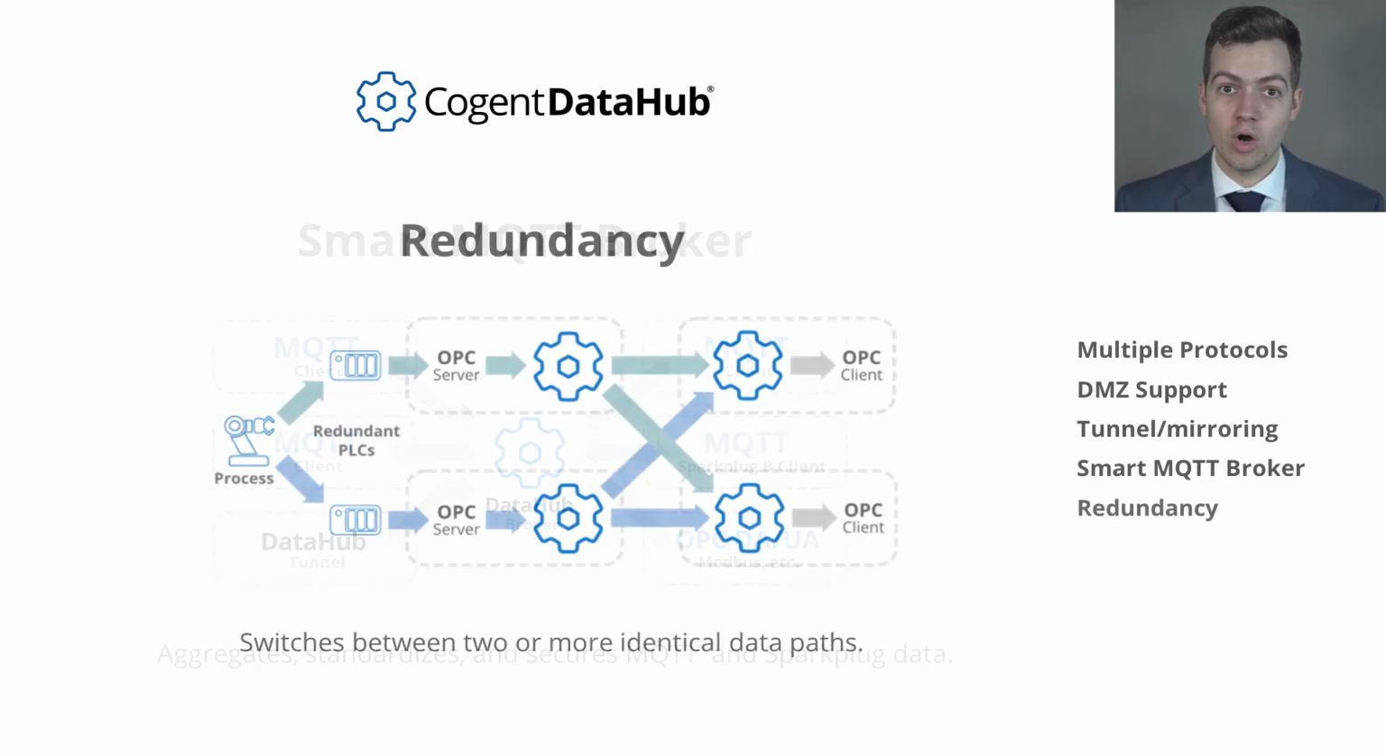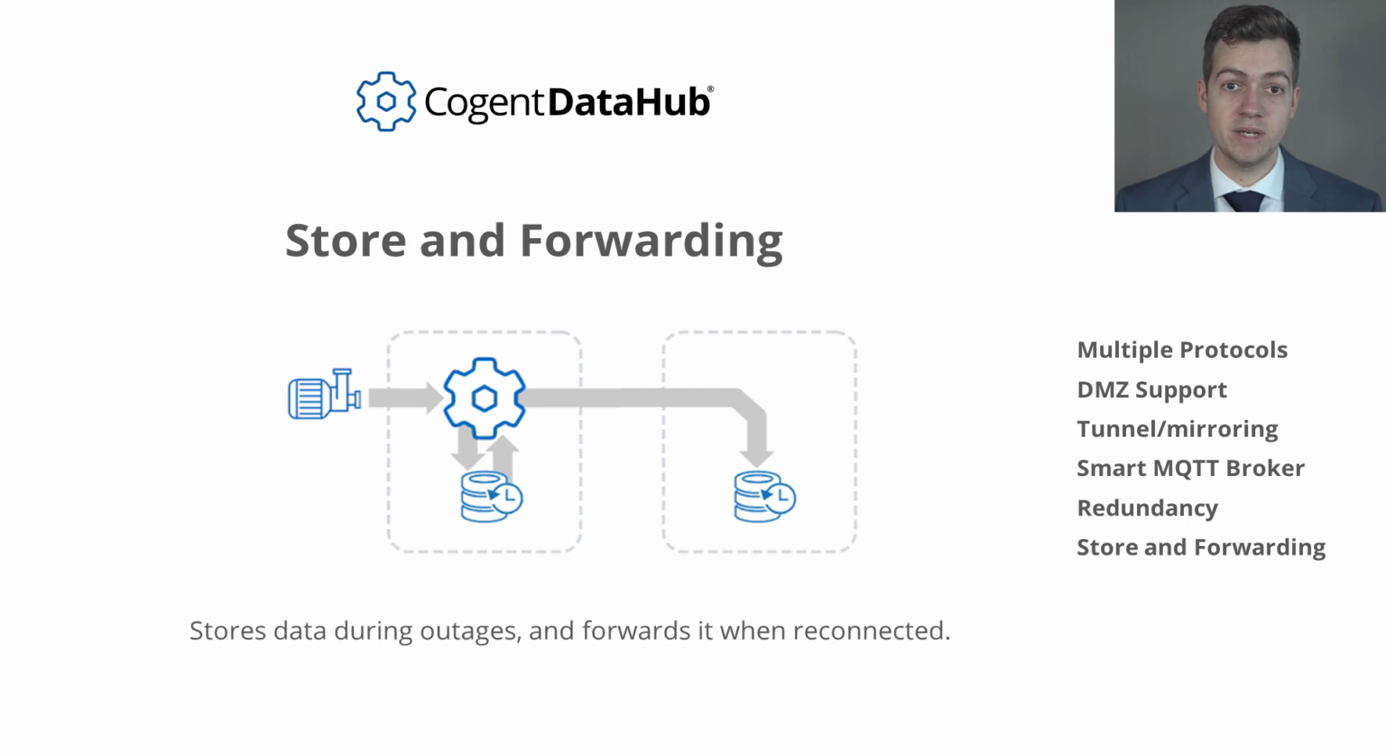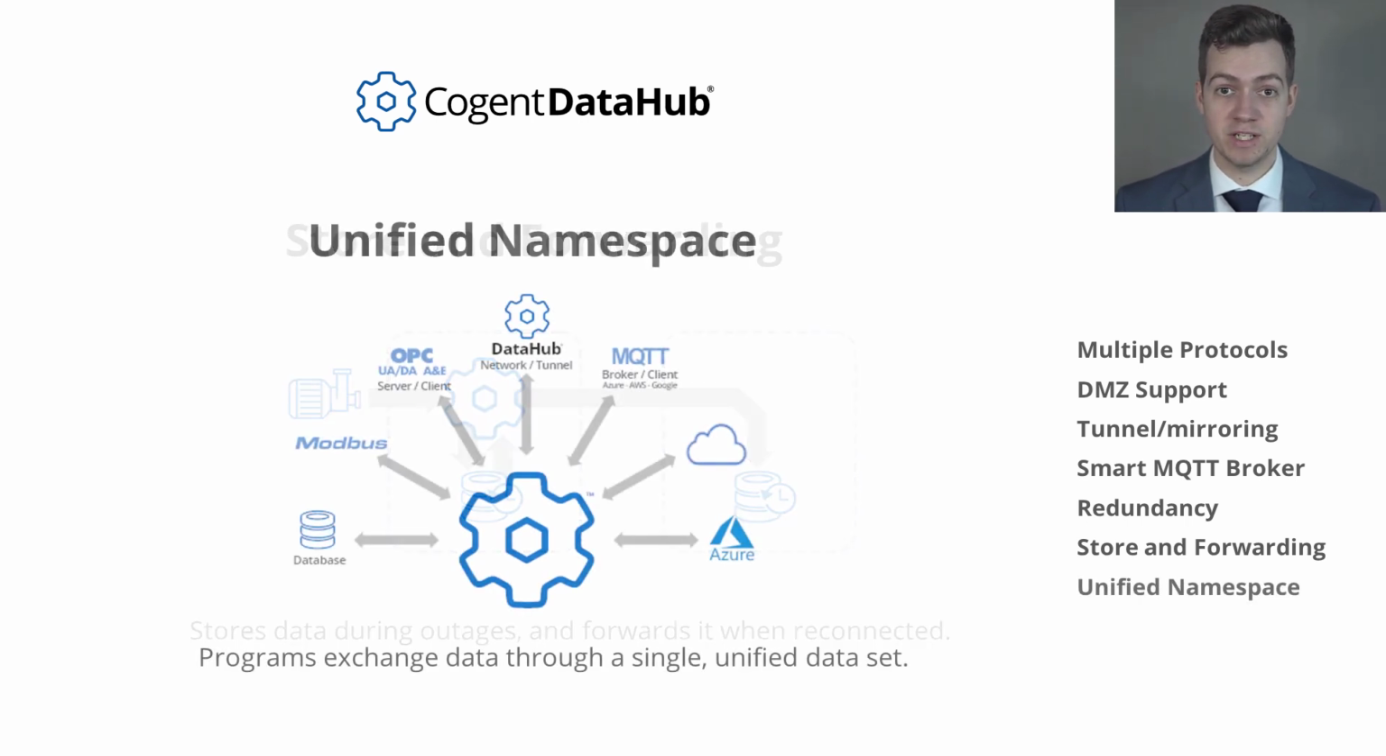For reliability, all supported protocols are available in redundant configurations, allowing you to switch between two or more identical data paths. DataHub software supports store and forwarding for historical and database connections, storing data during outages and forwarding it when it's reconnected. The software also provides a unified namespace where participating programs exchange data through a single unified dataset. Secure design exposes only the data meant for each connecting client.